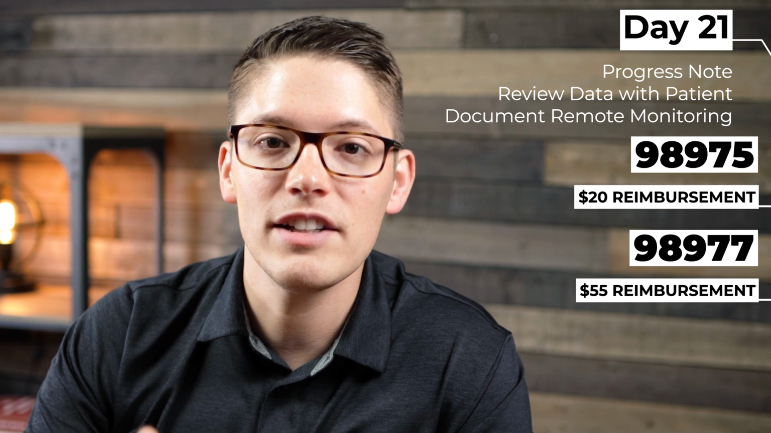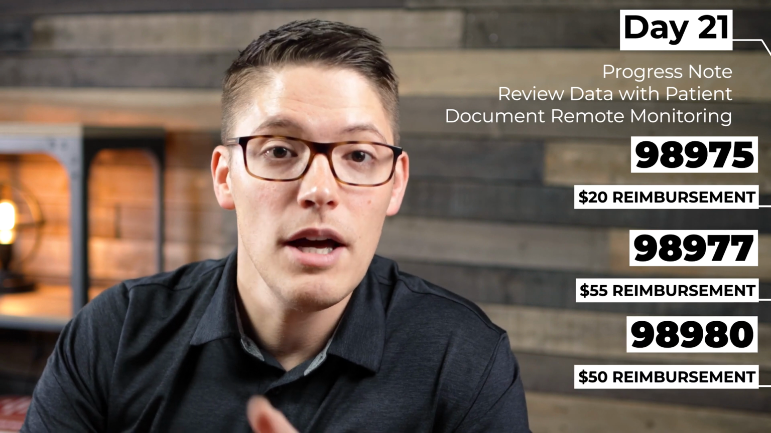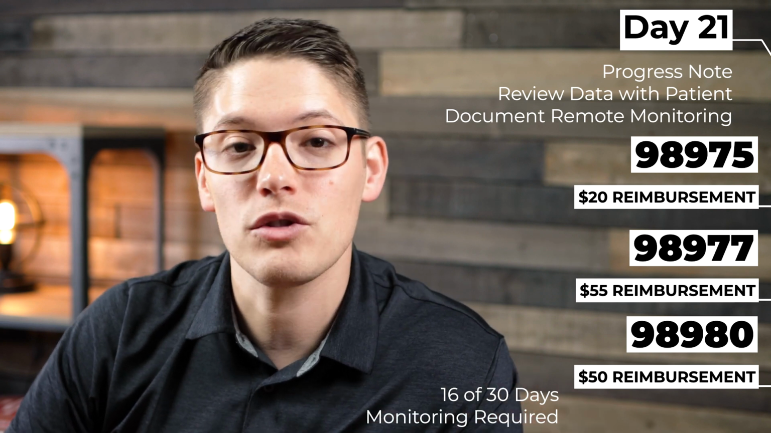Let's say it's day 21 and the patient is back for a treatment. You're going to do a progress note, and within your notes, you'll document all of the things that you've been doing. Now you can submit the RTM codes 98975, 98977, and 98980 because you've noted 16 days of active monitoring of the home exercise program, so you satisfy the requirement for the initial setup CPT code of 98975.